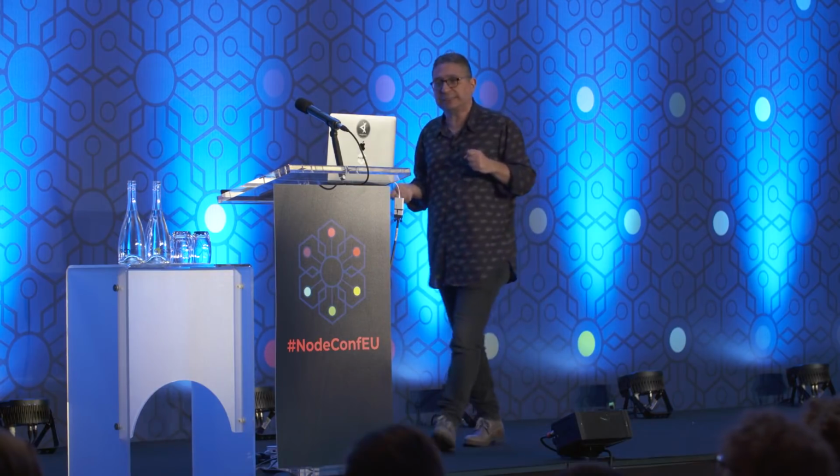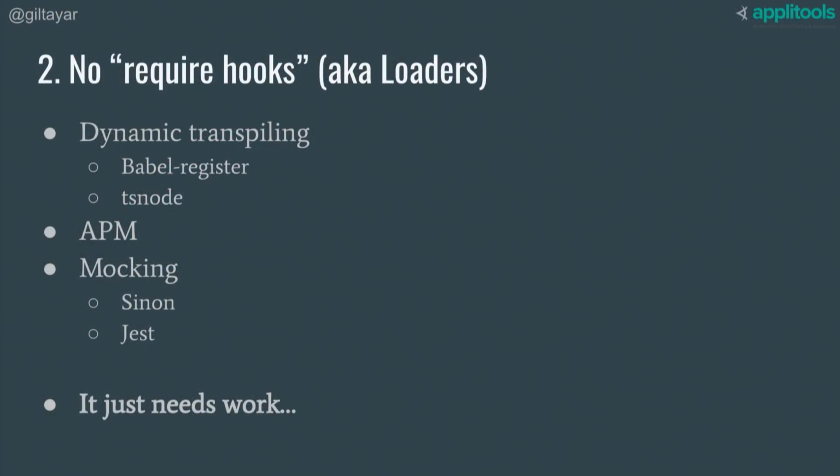Second, there are no require hooks. We all use require hooks. If we use Babel Register, if we use TS Node, others, if we use APM, Application Performance Monitoring tools, or mocking, we mock modules, whole modules, we're using require hooks, which are in essence a very not formal way of plugging into the loader mechanism of CommonJS. We don't have that in ESM, and this is crucial for the ecosystem. We can't really have ES modules without loaders, without the ability to plug into that hook.